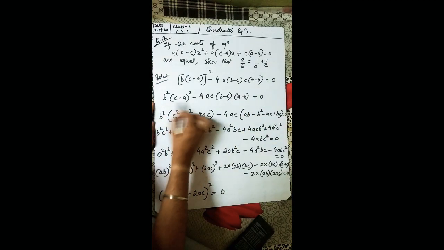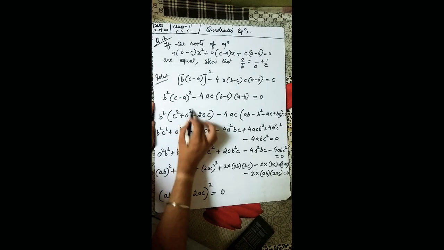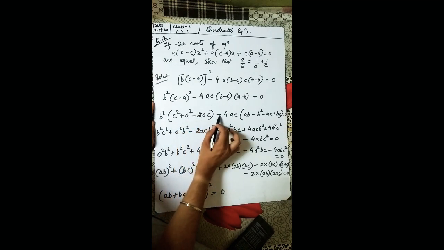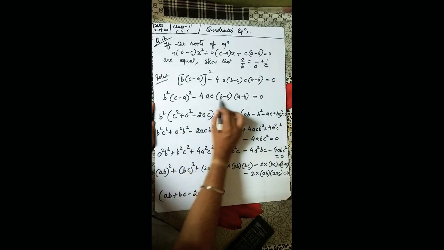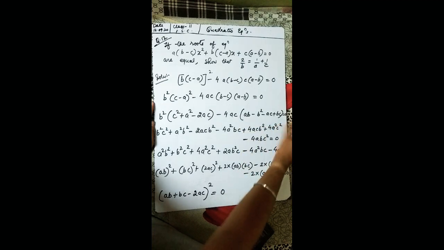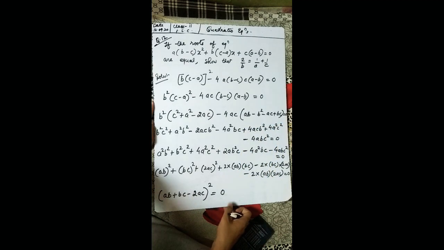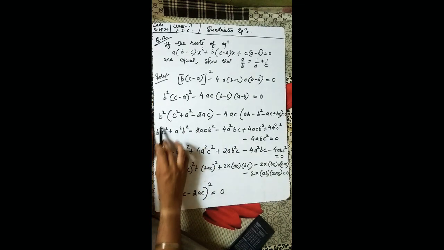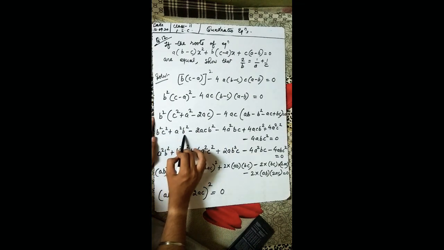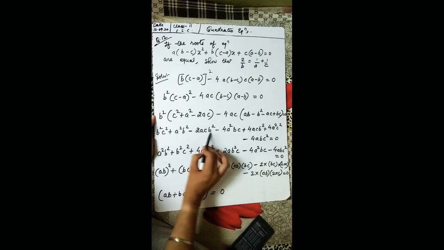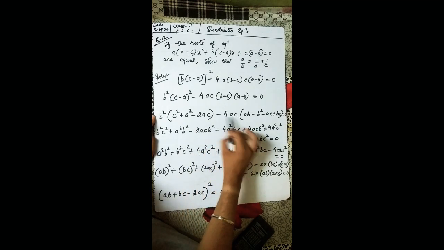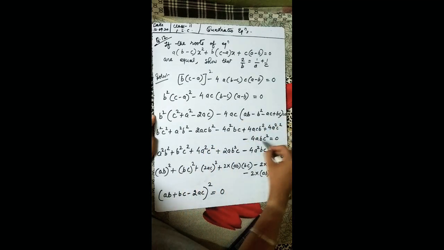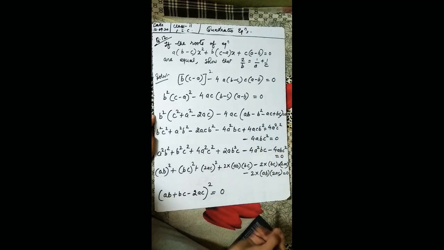Now apply the formula here: c square plus a square minus 2ac, minus 4ac as it is. Now multiply these two brackets, you will get this equal to 0. Now multiply this b square inside, so b square c square plus a square b square minus 2ac b square, and multiply this minus 4ac inside the bracket, so you will get such an expression equal to 0.